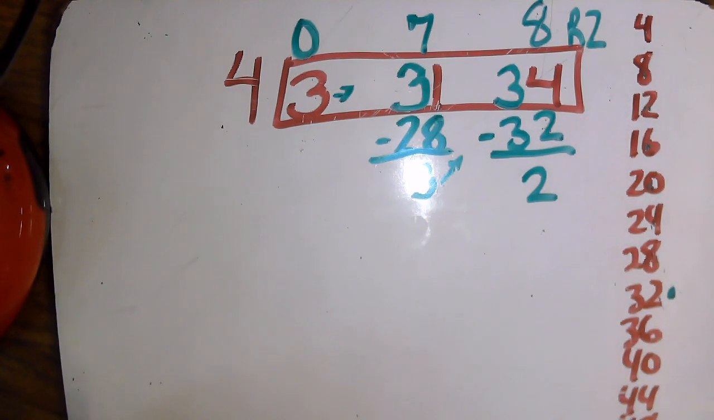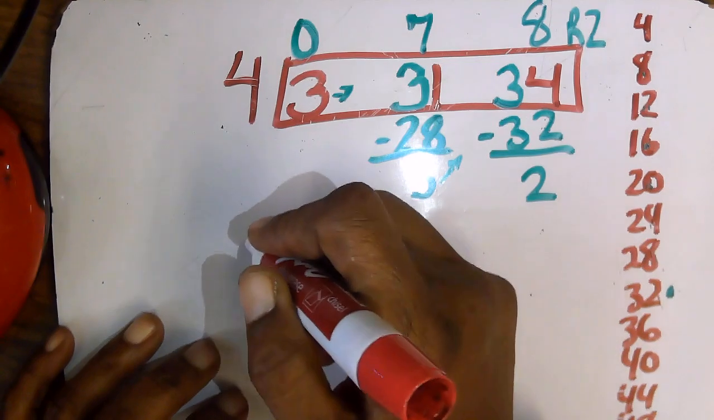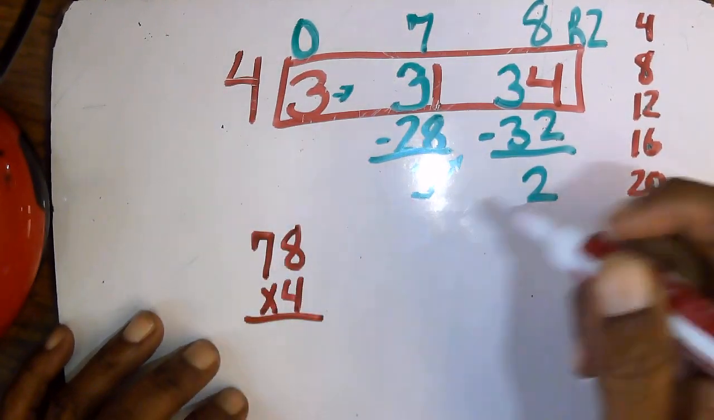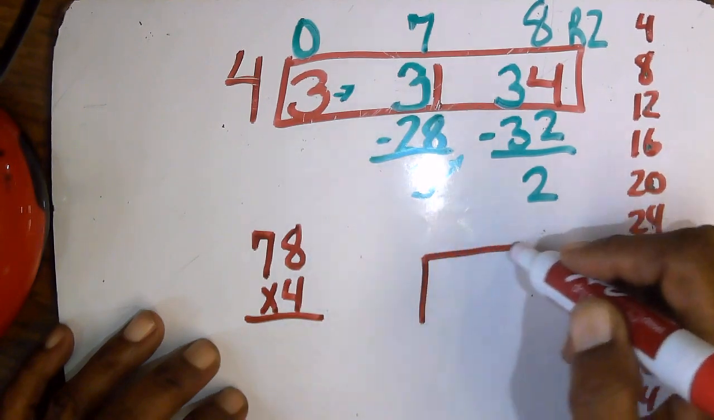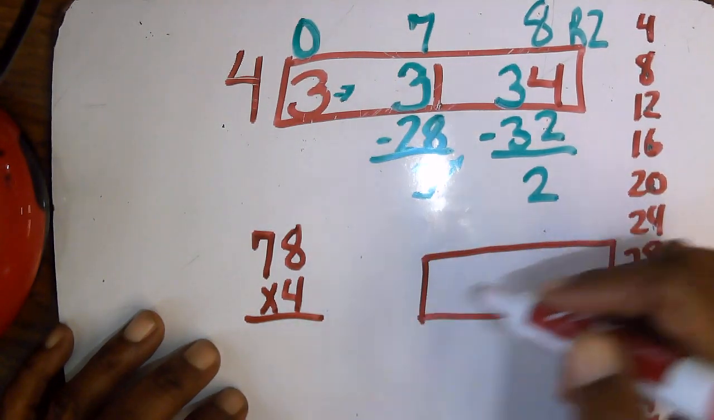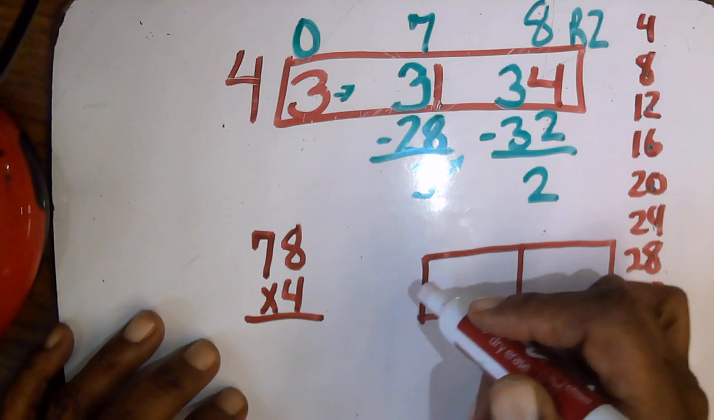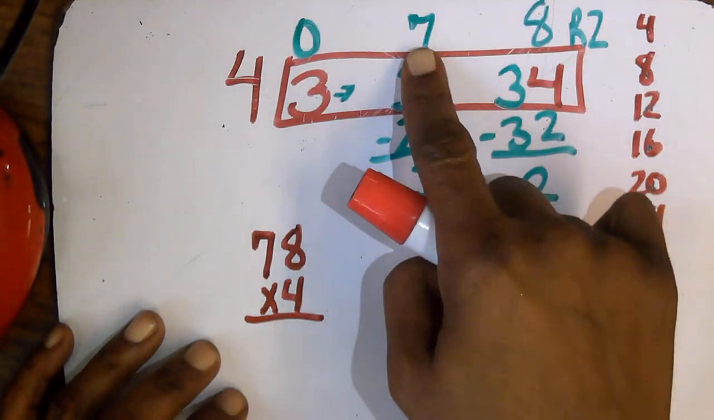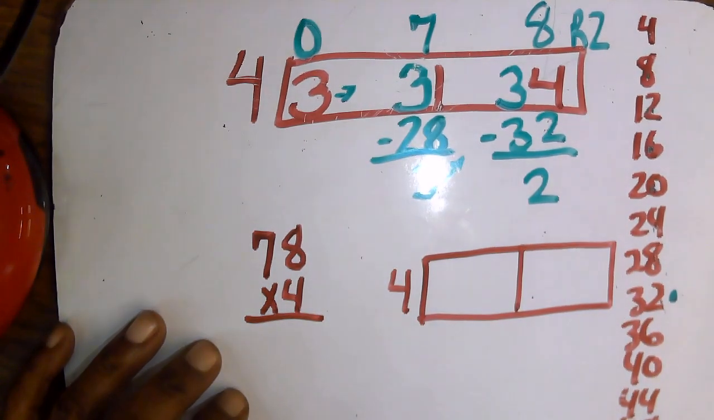You do 78 times 4. Okay, so I'm going to do standard because a lot of the kids do standard and a lot also do area. So I'm going to do both ways. Whichever way is your strength, that's what you do. So 4 is going to go here. And with 78, the expanded form of 78 is what, Jason?